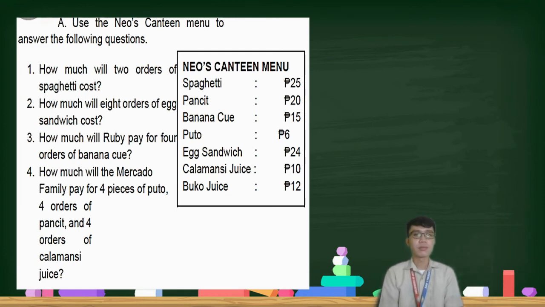Question number 1. How much will 2 orders of spaghetti cost? Number 2. How much will 8 orders of egg sandwich cost? Number 3. How much will Ruby pay for 4 orders of banana Q? Number 4. How much will the Mercado family pay for 4 pieces of puto, 4 orders of pancit, and 4 orders of calamansi juice?